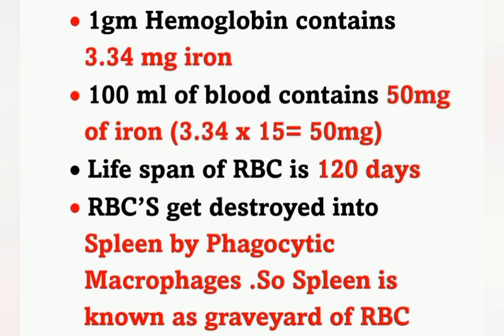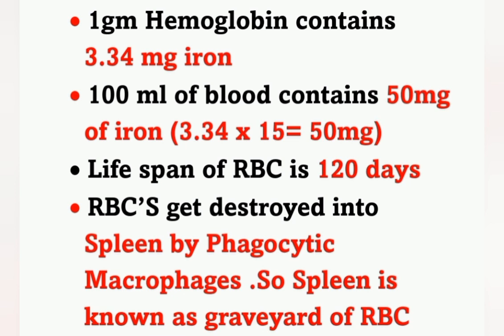That is 3.34 milligram into 15. 15 is the normal hemoglobin count in adult. So 1 gram hemoglobin contains 3.34 milligram of iron, into 15, equal to 50 milligram of iron in 100 ml.